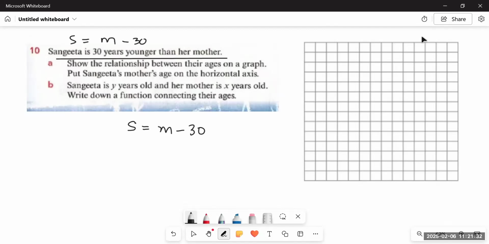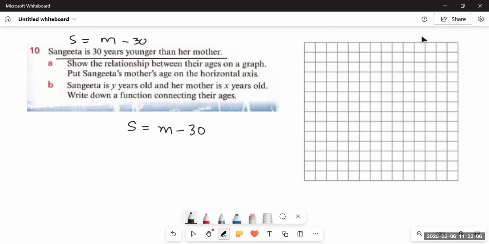Whenever you come up with these types of equations where there is a subtraction sign given, like 30 years younger or 30 smaller or 30 less, whatever these words are used, you just have to write it down using a minus sign with the number, with that constant. So the constant here would be minus 30 from the age of our mother. So whatever the age of the mother, you just have to subtract 30 to get the age of Sangeeta, right? Since it's clearly written in the equation.